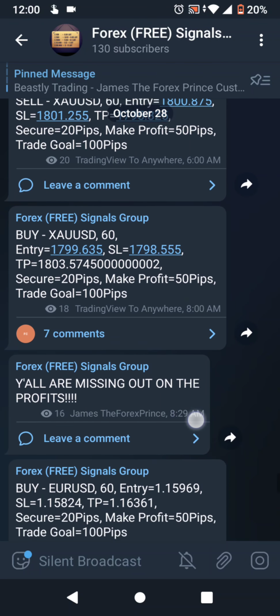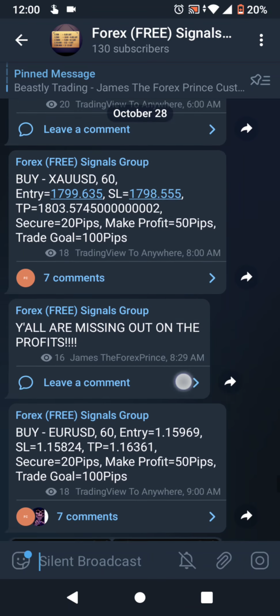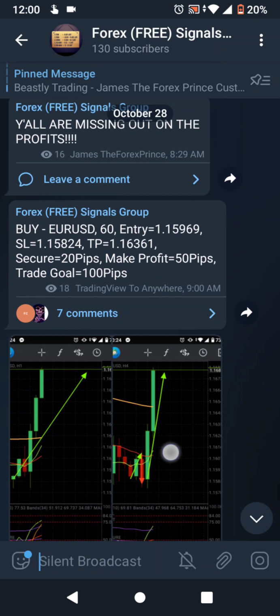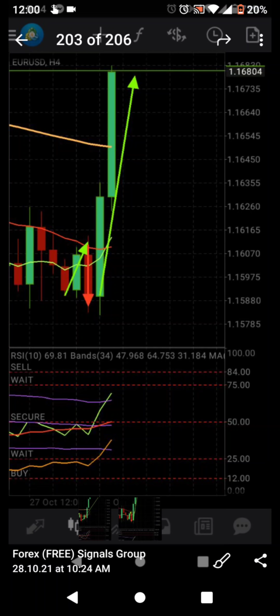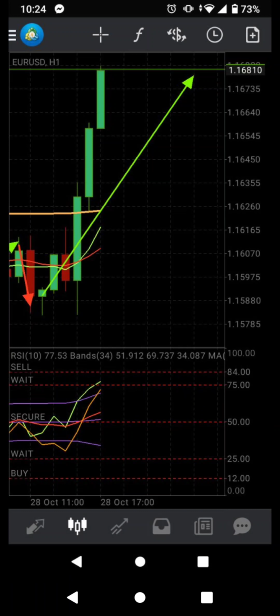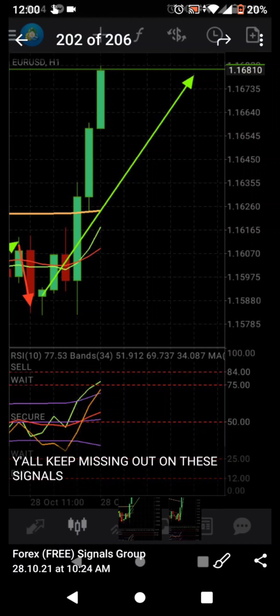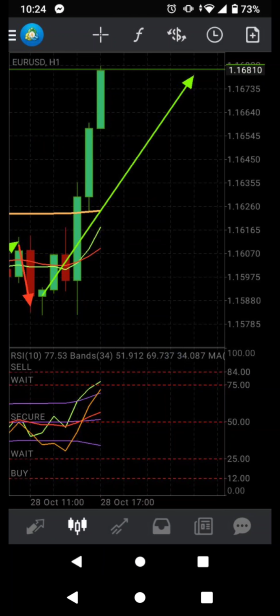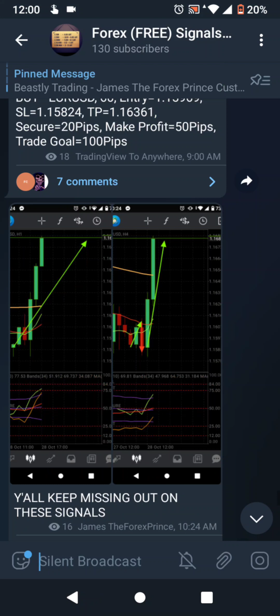Hack number 1 is join a free signal group like mine and see if my signals match your strategy. If it matches your strategy and you get enough confirmations for it, then definitely jump in. You can see this is a trade in euro. We took this trade, and that's what happened. That was our entry right there on the 1 hour, and that was our entry at the bottom on the 4 hour candle. It was dope. We caught massive pips. Like I said, that's a way to improve the accuracy of your strategy as well. Now you've got somebody's signal telling you that your strategy was right. Boom, jump in.